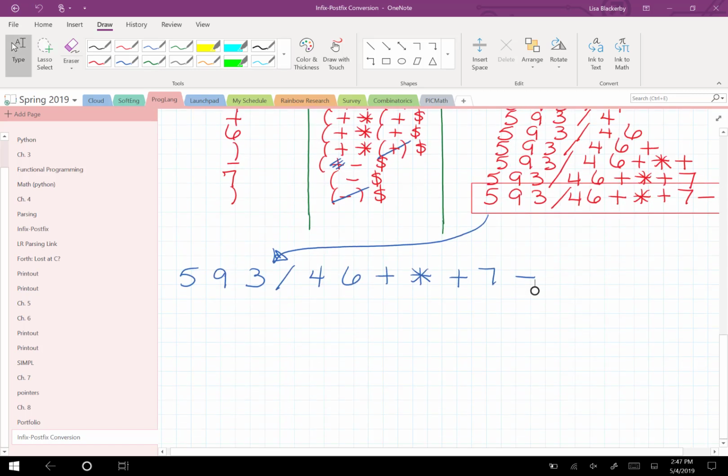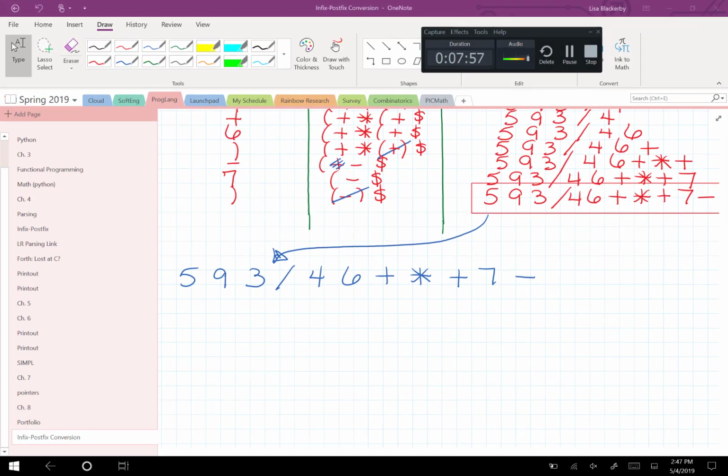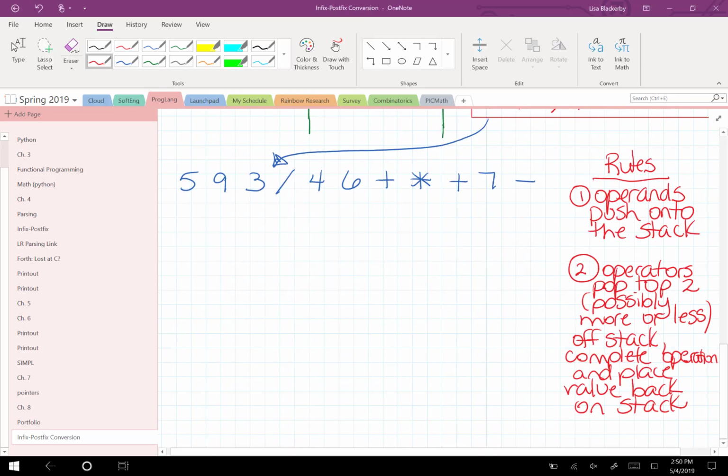All right. So now with postfix expressions, I will pause and write just a couple rules. Alright, so you notice I wrote the rules. For postfix evaluation, the rules would be, if it's an operand, we push it onto the stack.